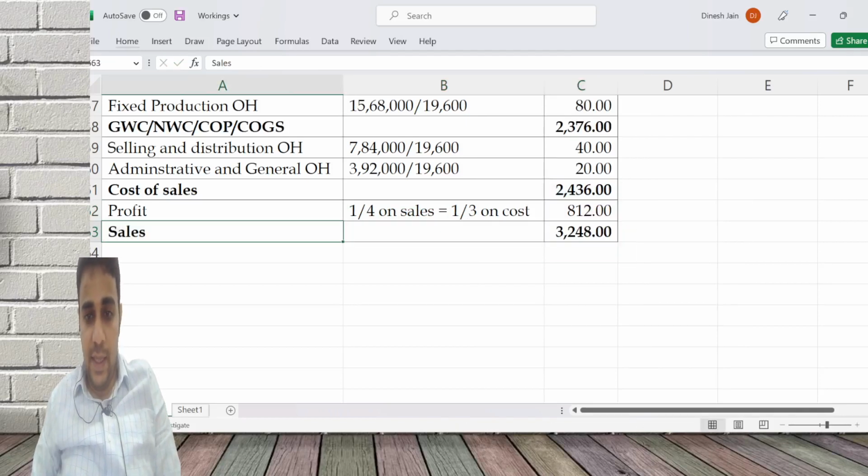Again, guys, please highlight if I make any errors, because sometimes in a hurry it can happen. Cost of sales, profit and sales. Sales is 3248. The selling price which we are going to fix is 3248 per unit.